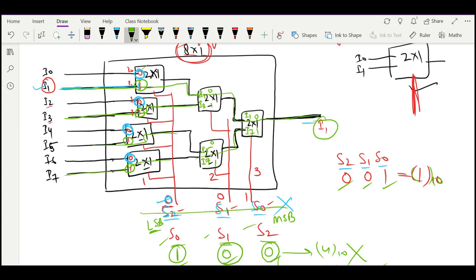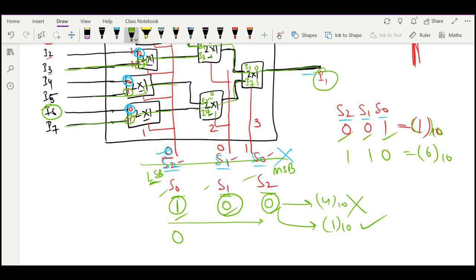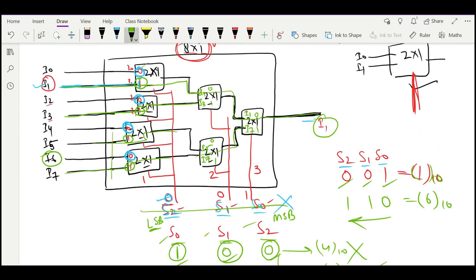Okay. So let's say we have chosen 110. So it is 6 in decimal. So what I want is I6 to be the output. So what will happen? Here what we will give is 0, 1, 1. Okay, in reverse.